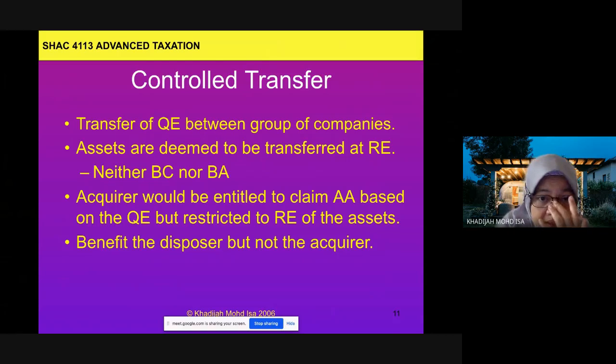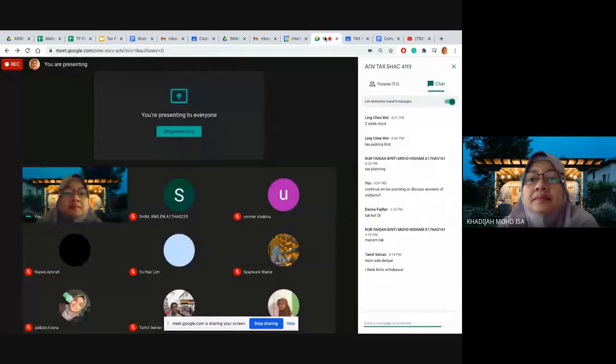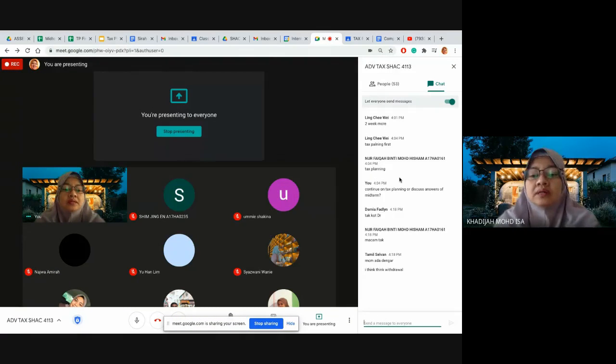70%? We did it during group relief the other day, right? Right. So make sure that you understand what related means, because this also applies under control transfer.